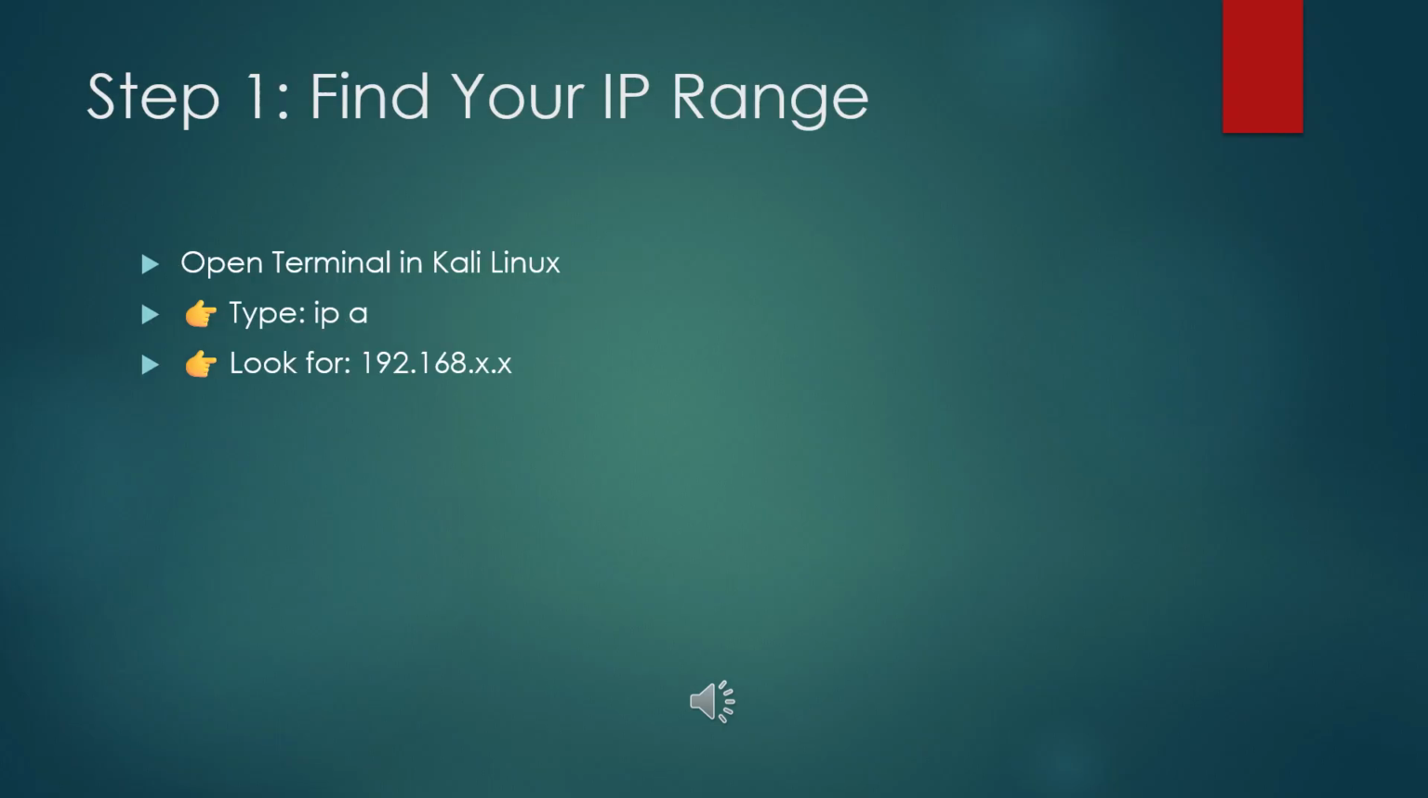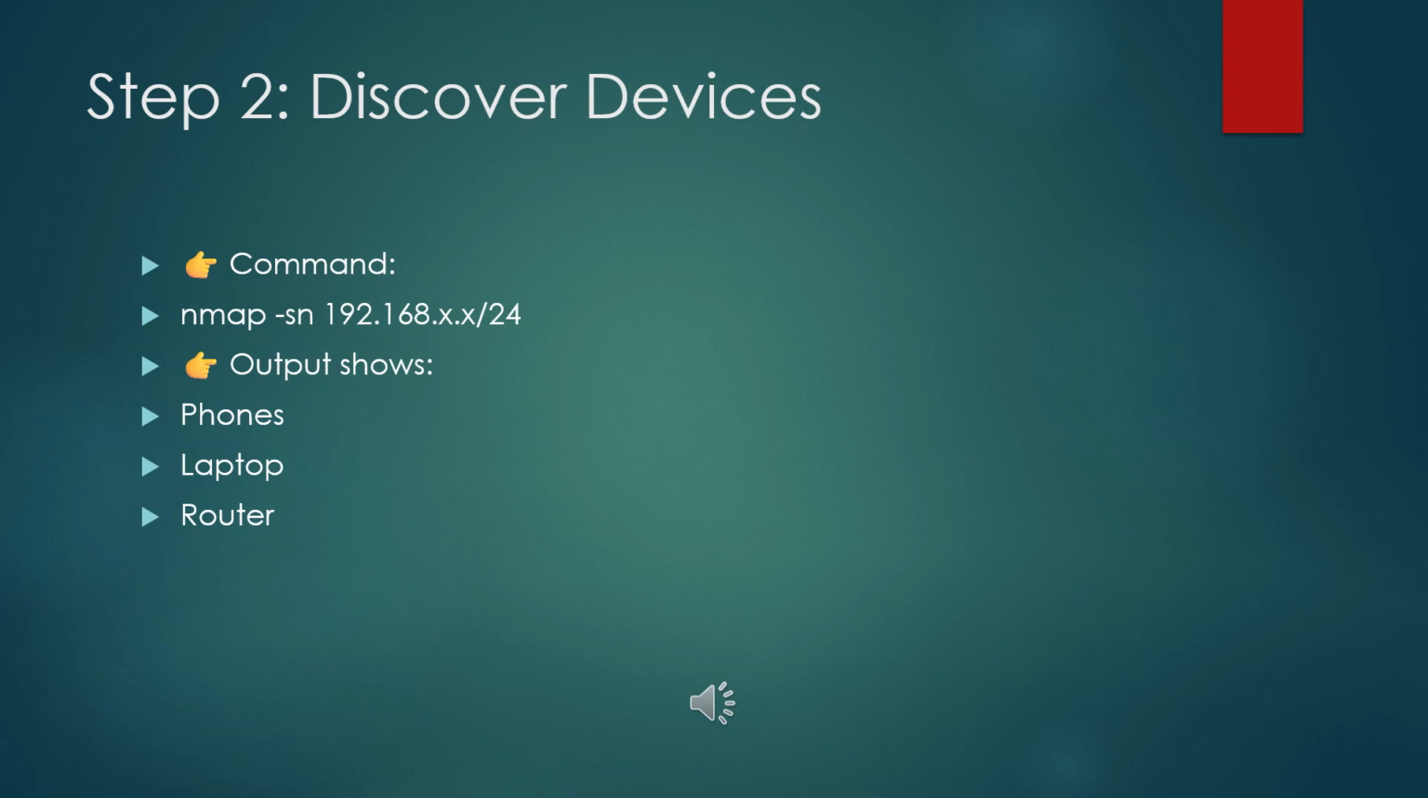First, we need to find our network range. Open Terminal in Kali Linux and type ip a. Look for your IP address, usually something like 192.168.x.x. Next, we scan the network to discover connected devices.